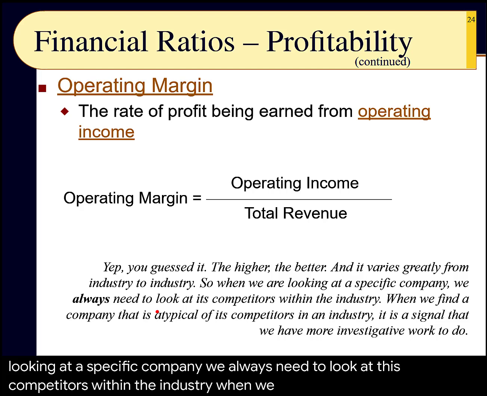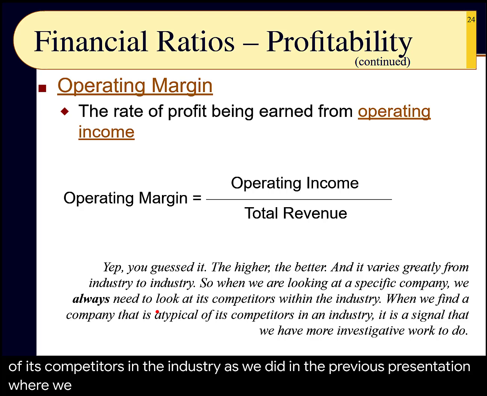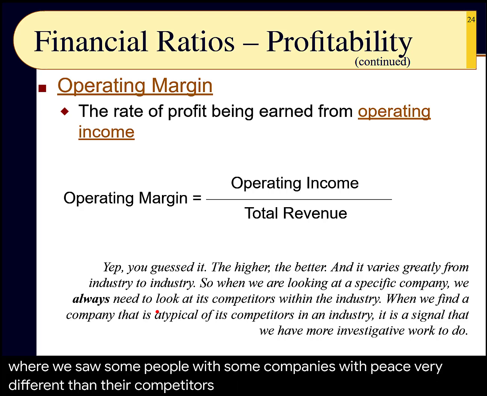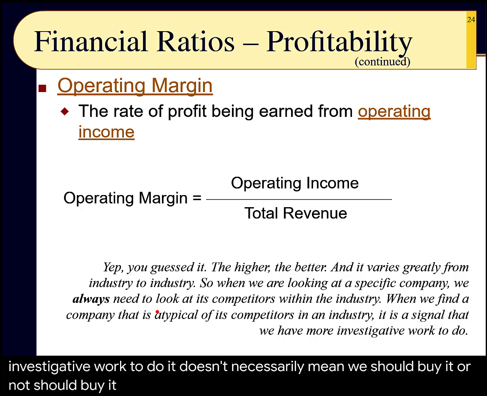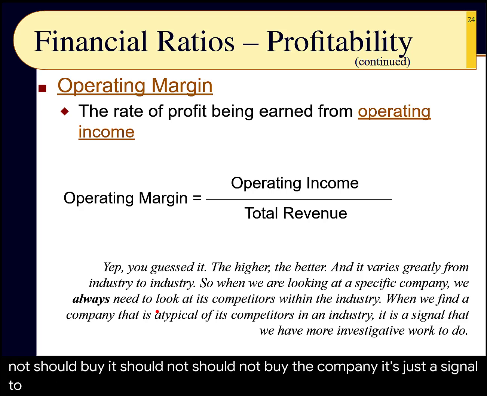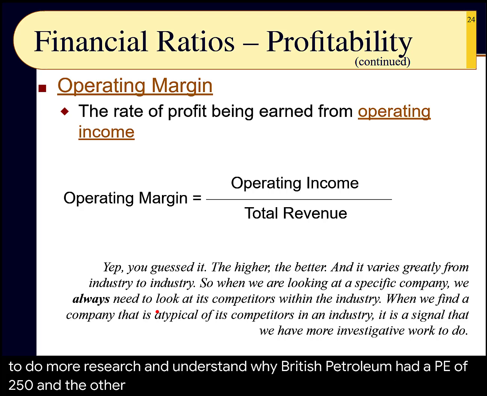When we find a company that is atypical of its competitors in the industry, as we did in the previous presentation where we saw some companies with PEs very different than their competitors, it's a signal that we have more investigative work to do. It doesn't necessarily mean we should buy it or should not buy the company. It's just a signal to do more research and understand why British Petroleum had a PE of 250 and the other energy companies had PEs of 15.